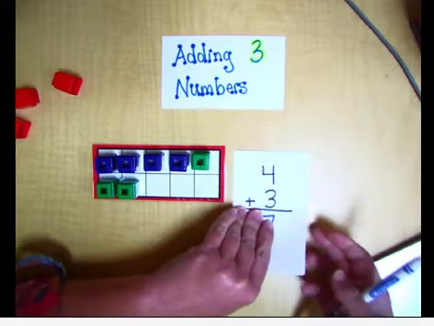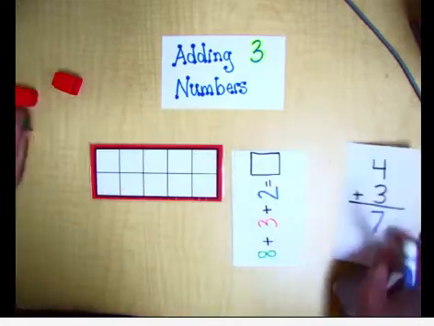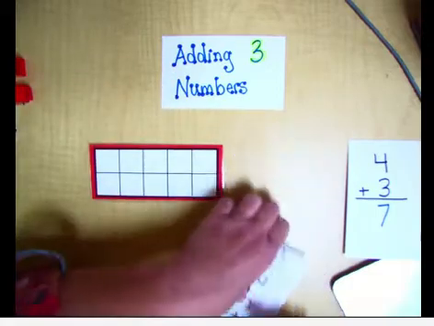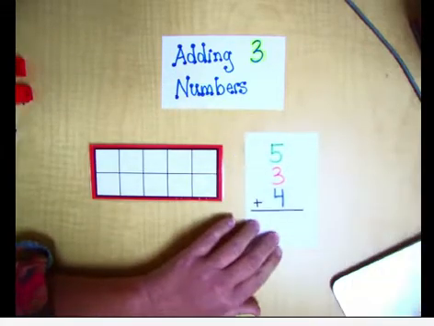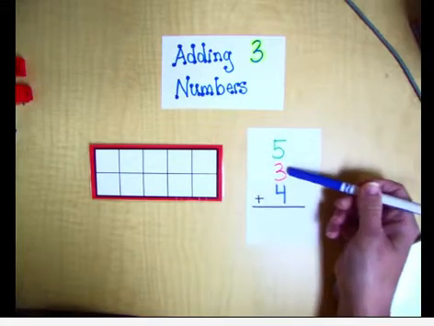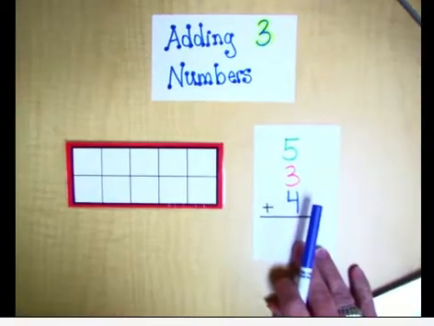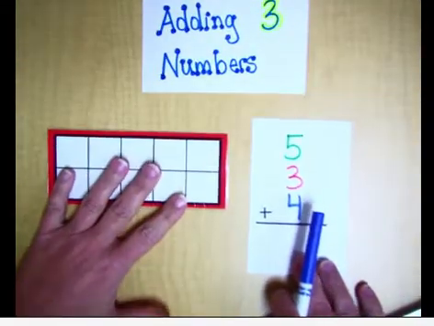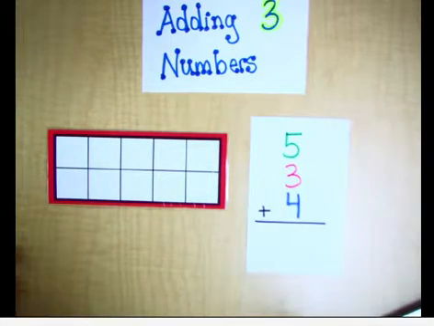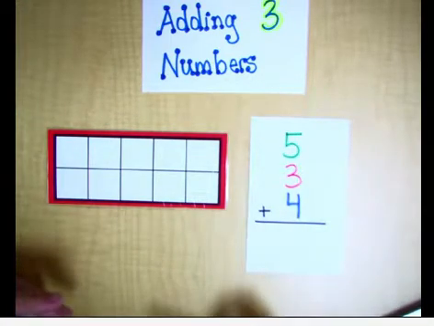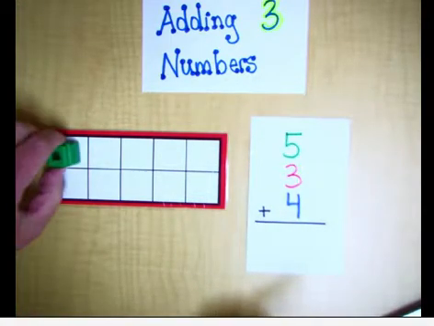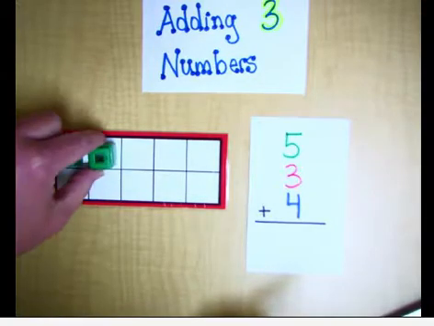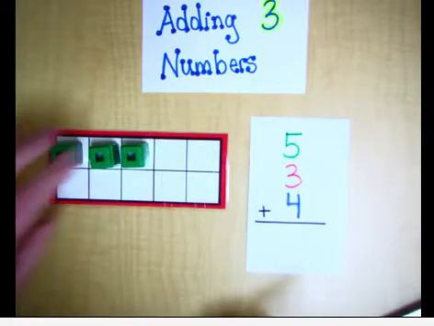Okay? So now let's look at something that's got 3 numbers. Look at this one right here. 5 plus 3 plus 4. A little different. So we're going to use the same tools and model it the same way, but instead of adding 2 different ones, you'll just add 3. So my first number is 5. I'm going to add 5 cubes here.